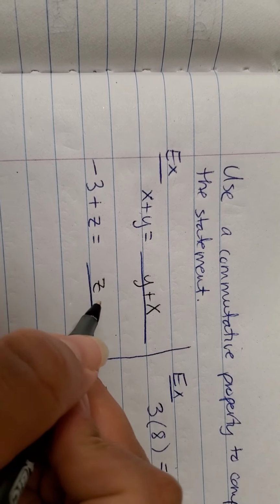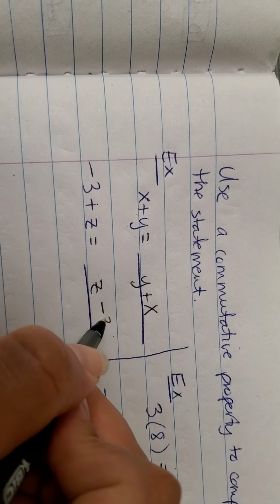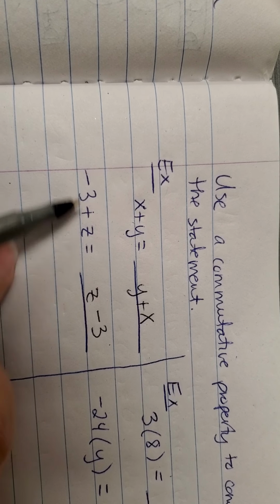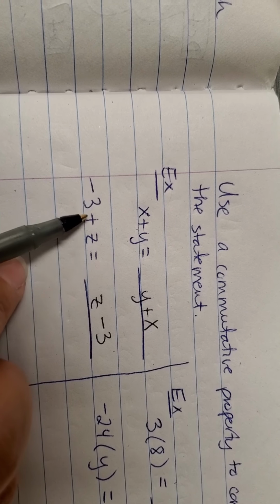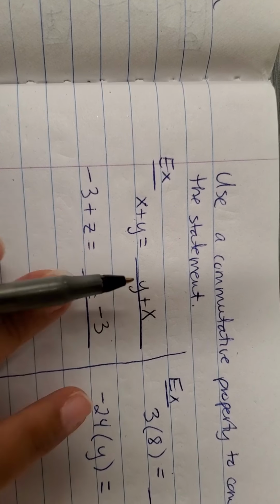So this is the same as z minus 3. Now be careful here because it's plus z and minus 3, so just make sure you keep the signs where they are because we're not changing anything, we're just changing the position.